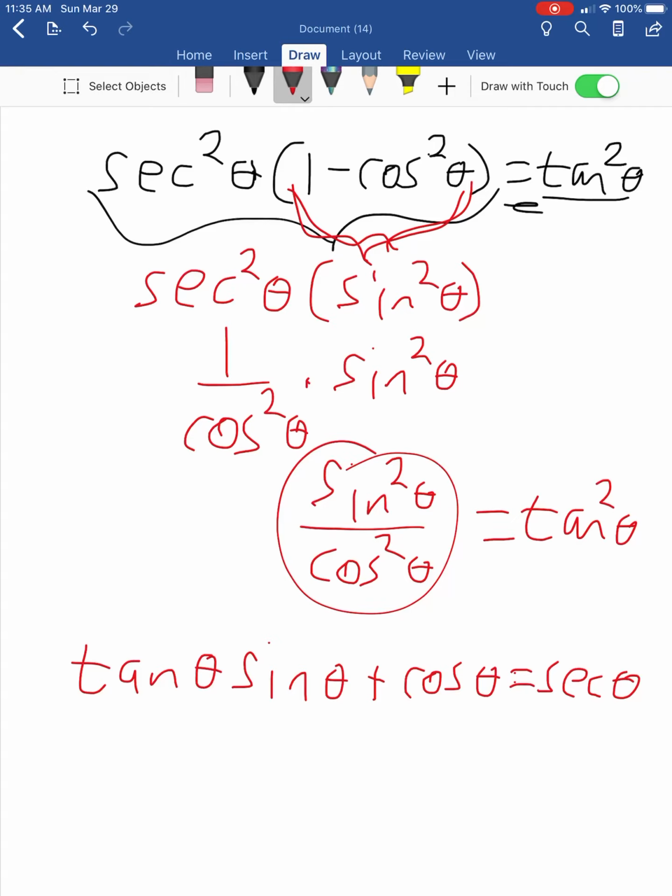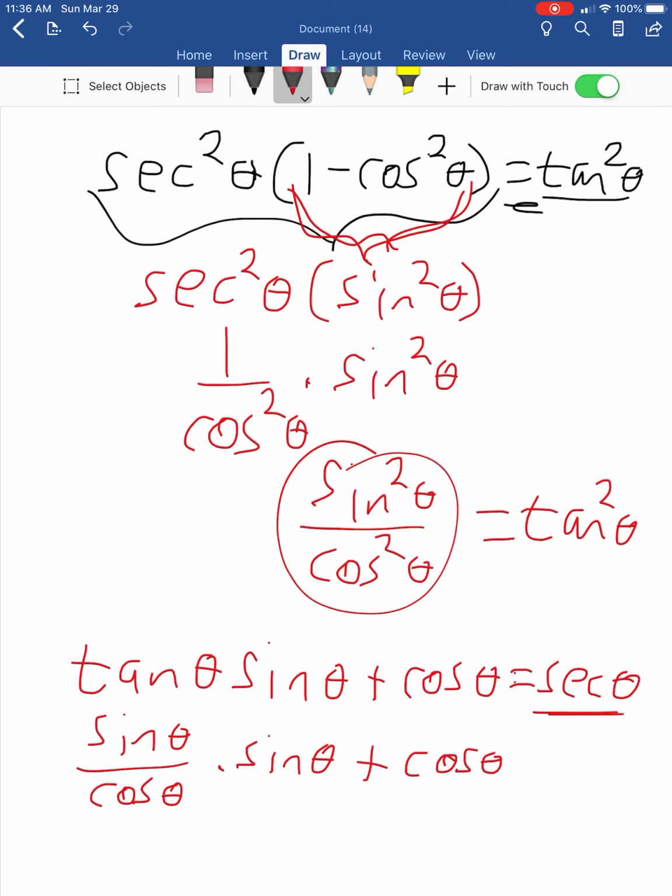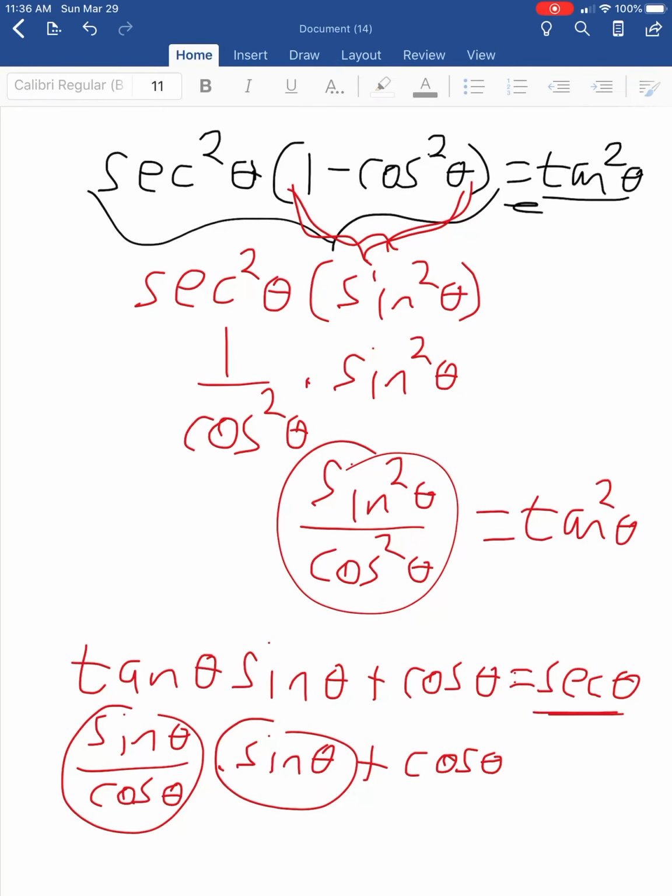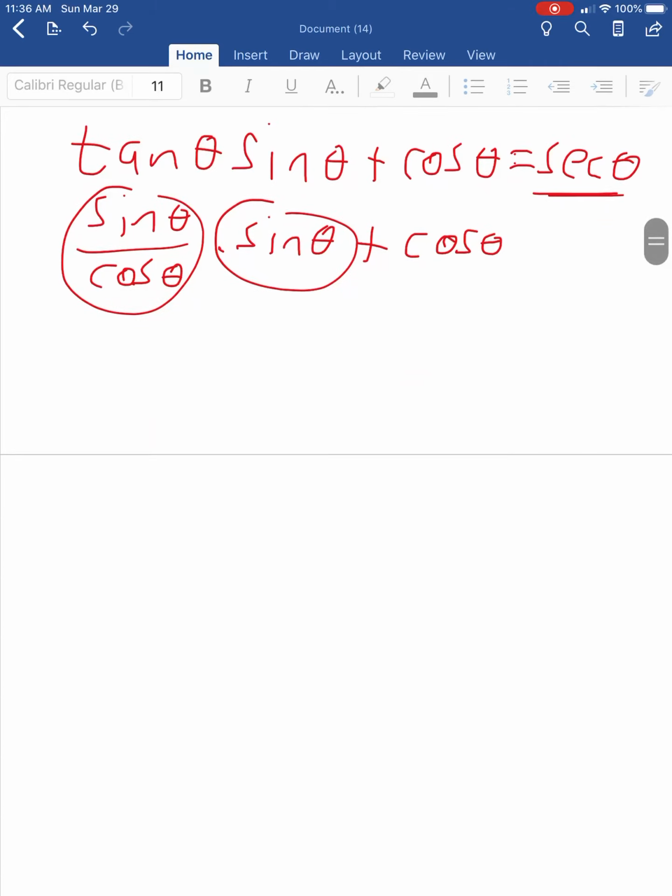Okay, so tangent. Just look at some of these expressions and how I can rewrite them and simplify them down. I'm trying to get this left side to be secant. So I can change tangent to sine over cosine. That's an identity. Times sine. And there's really not a lot to do with the sine and cosine at this point. So it's this times this. Let me give myself a little more room here.